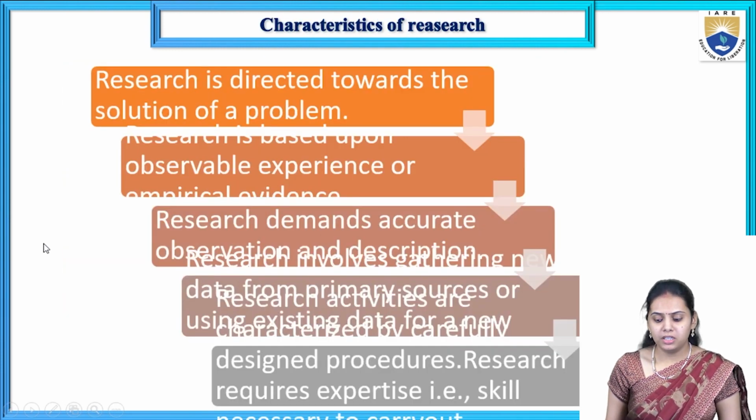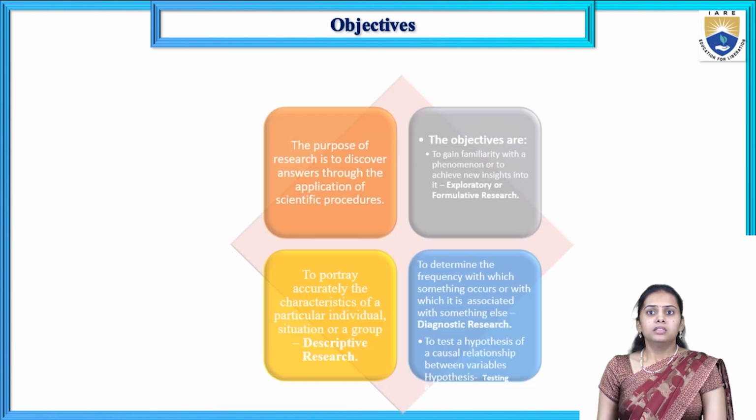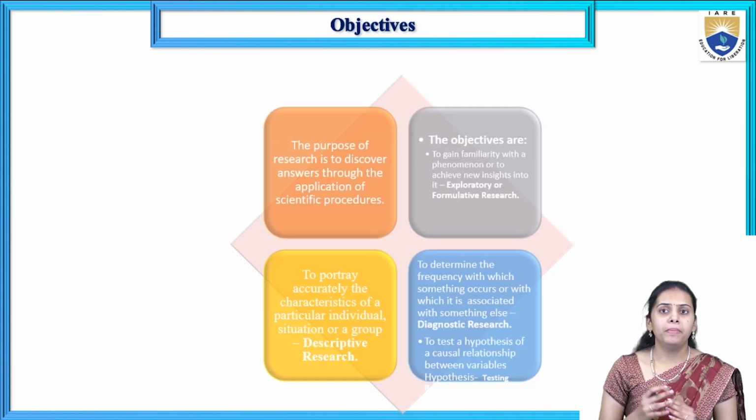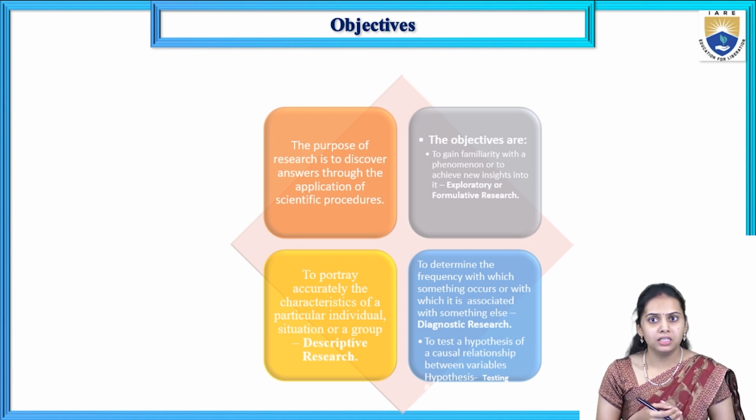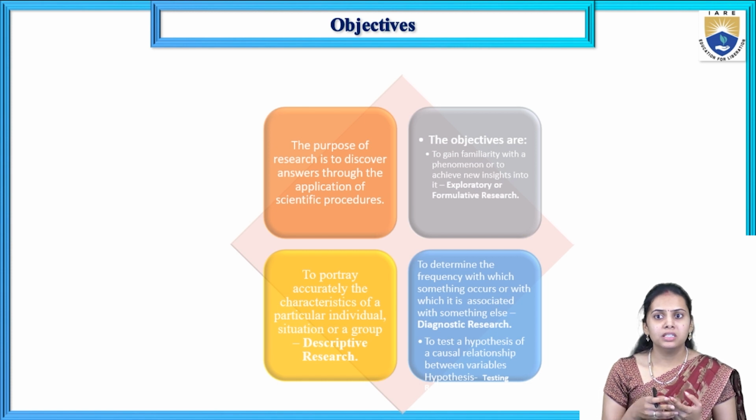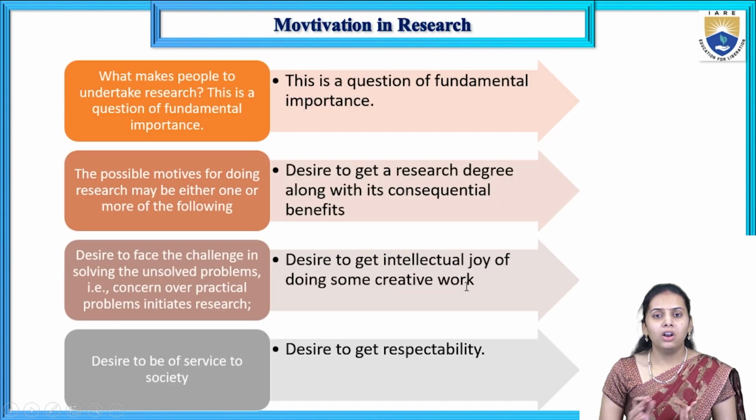Here, what were the objectives? The purpose of research, as we previously discussed, is discovering solutions, and a few of the objectives we mention here are: to gain familiarity with a phenomenon or achieve new insights into it, which is exploratory or formulative research. And there are types of research we will discuss in detail in a further module. One type is formulative research, another is descriptive research, another is discriminative research. There are a lot of types.